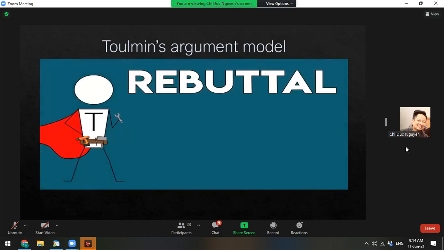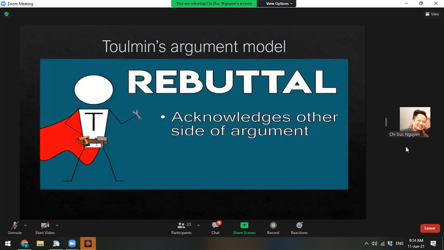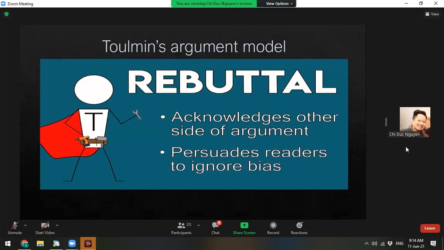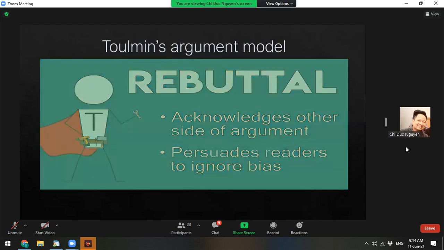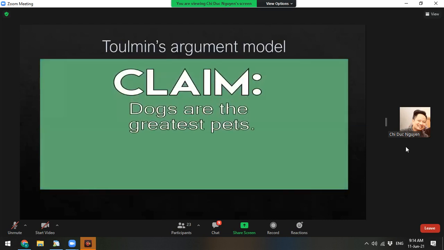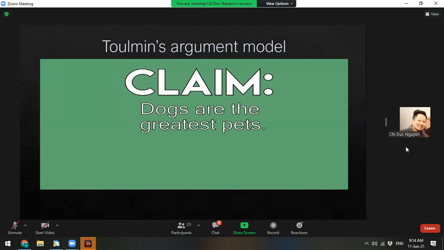Lastly, it serves well to acknowledge another side of the argument to establish the writer as unbiased and open-minded. An acknowledgement in the form of a rebuttal persuades readers who disagree with the claim to follow suit and accept an unbiased perspective. Here, the writer can bolster their claim of dogs as the greatest pets and acknowledge the competition.